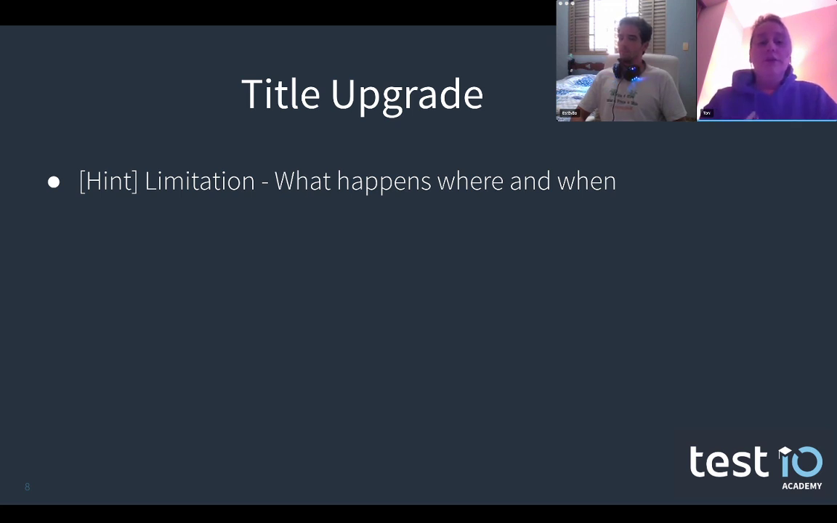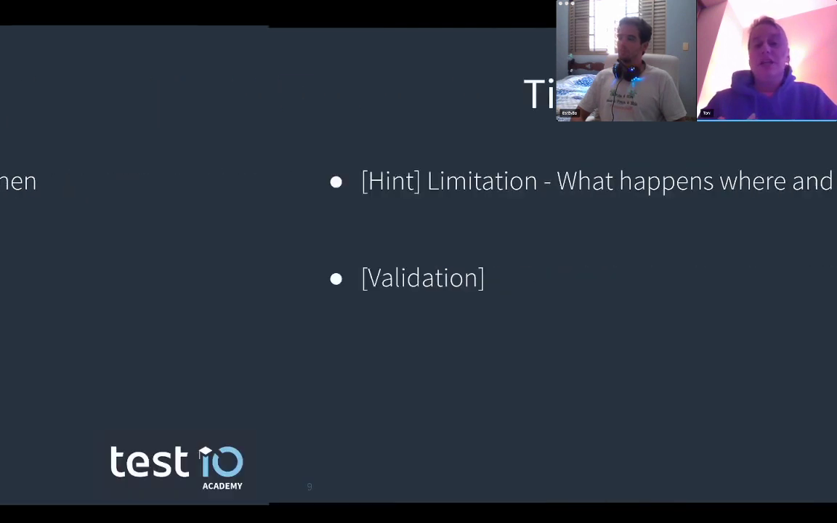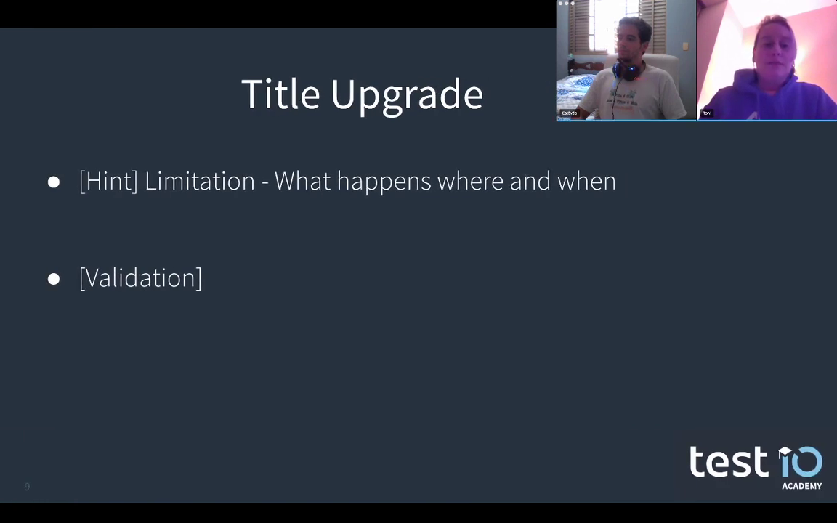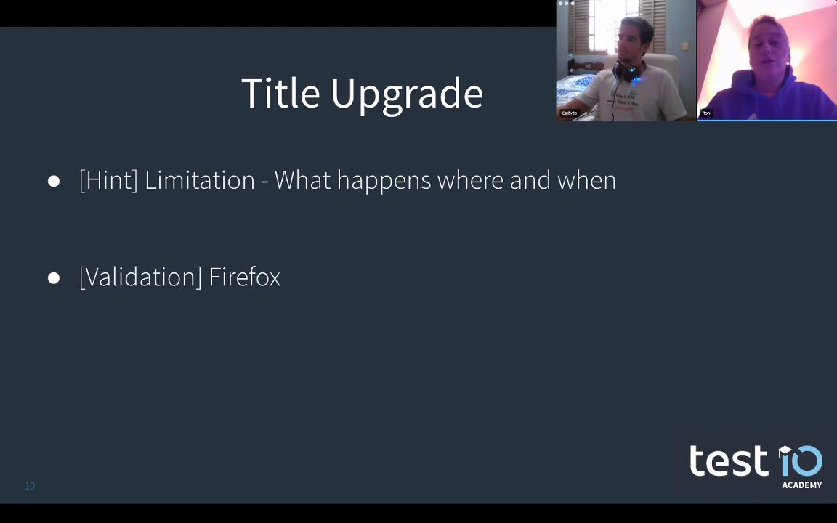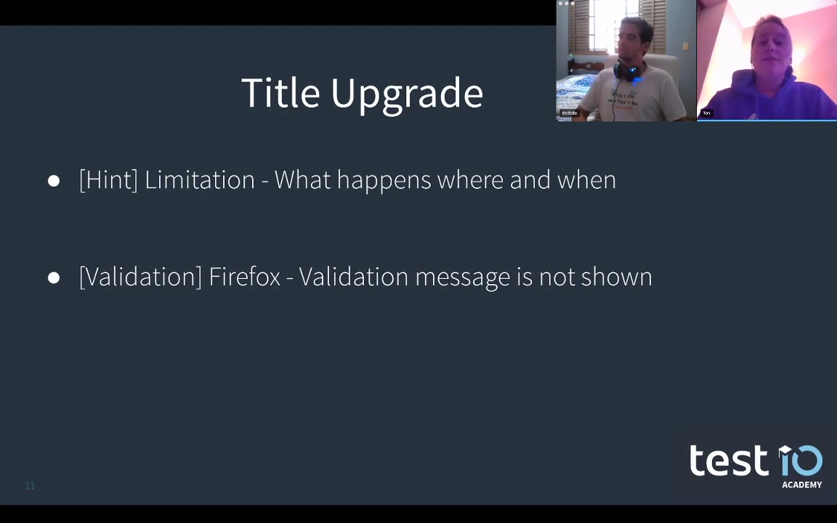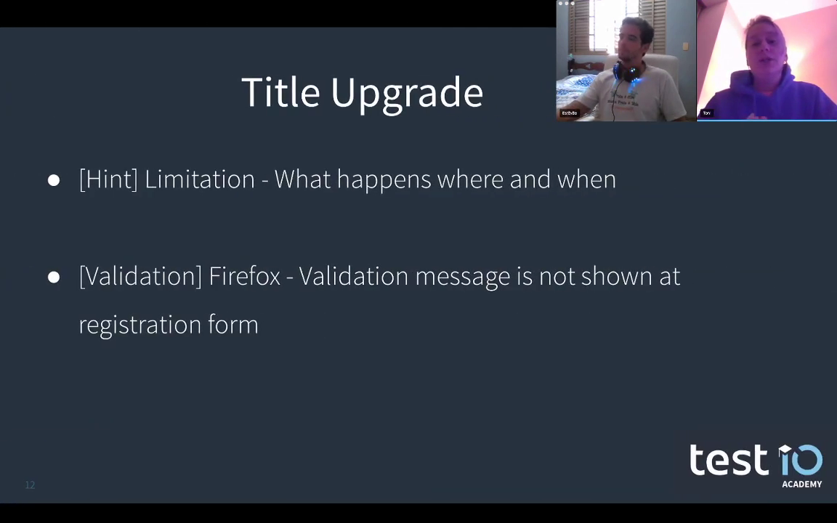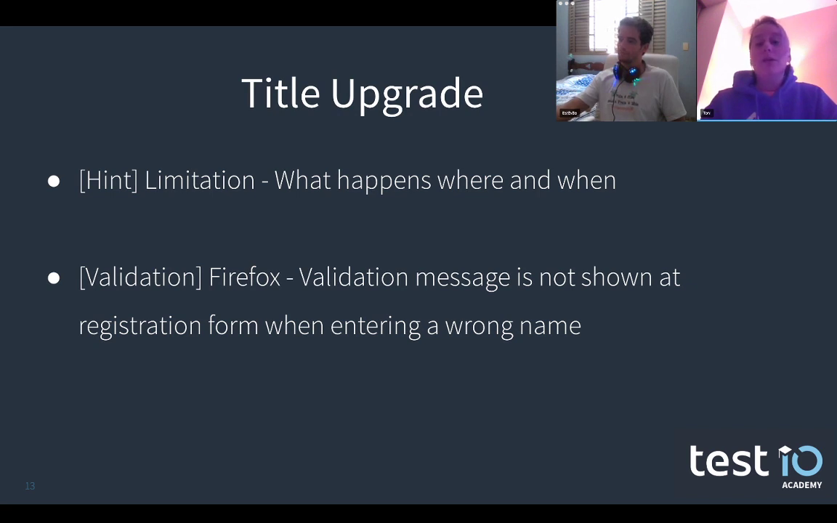So to give you an idea, we go through two bug titles step by step. First I go with the hint, validation. Then I add Firefox because my bug is only related to Firefox. This is my limitation. Next, what happens? The validation message is not shown. This states my problem. Next structure point is where does it happen? At the registration form. And last but not least, when does my bug occur? When entering a wrong name. So as you see, if I follow these bits, I put together a really good bug title.